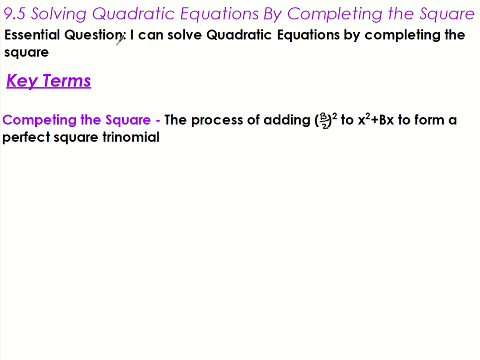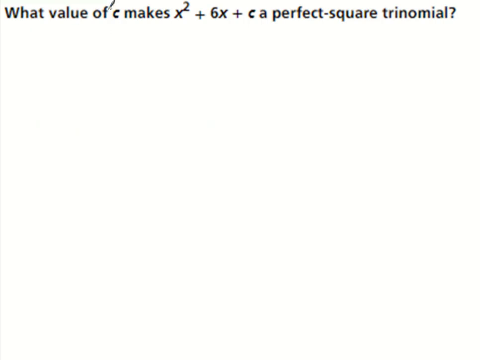So when it's not factorable and I can't solve by factoring, one possible way is to solve by what's known as completing the square. Completing the square is a process of adding b over 2 squared to the x squared plus bx to form a perfect square trinomial. So we're going to look at that right now. This big part right here is this b over 2 squared. I want to learn how to make this a perfect square trinomial.